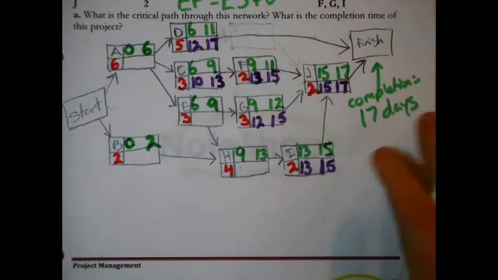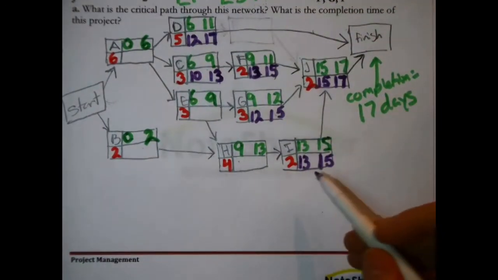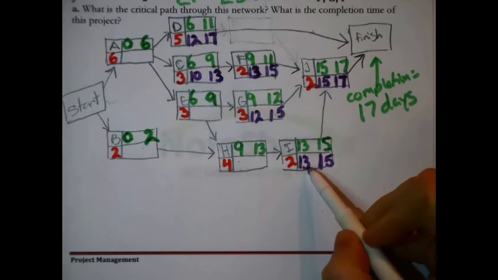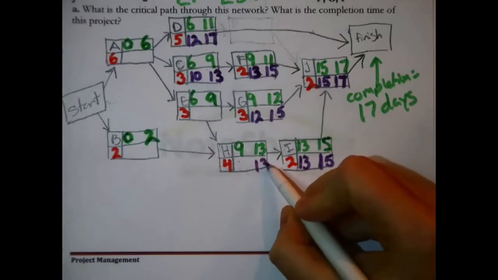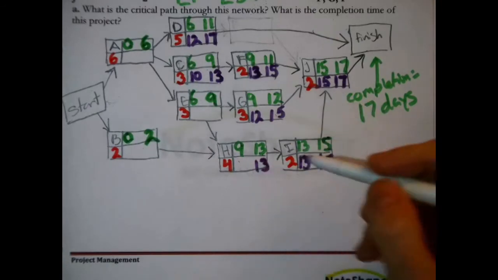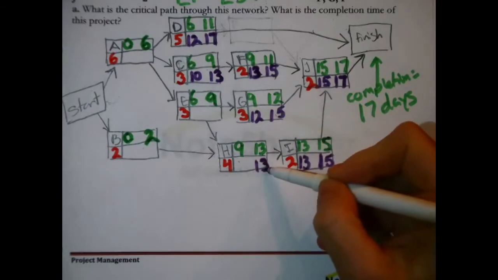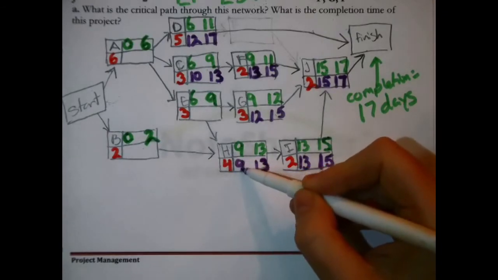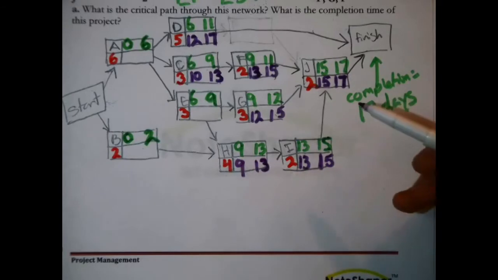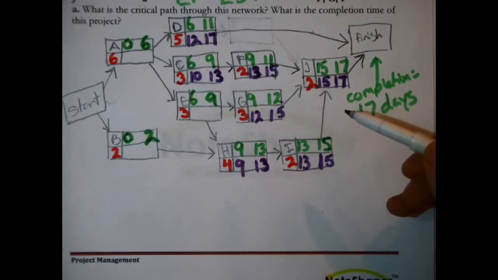Who else can we do here? I, we know, also has to start at the latest in 13 days. It's waiting on H. There's another case where you could just pass it straight back. The late finish time for H then is 13. 13 minus 4, its late start time is 9. We are working our way back through the network.